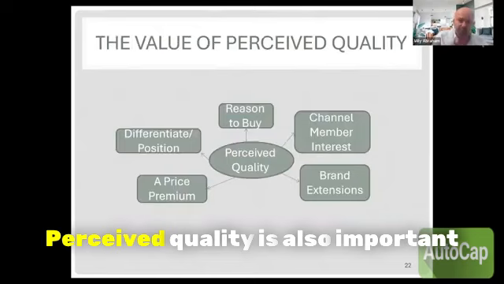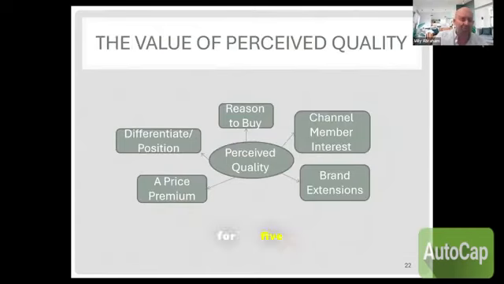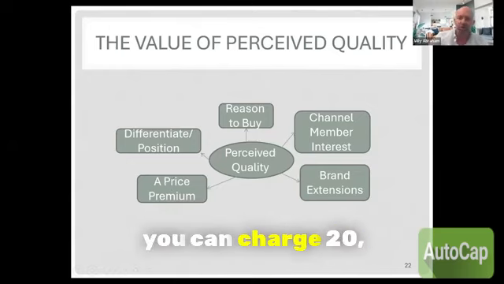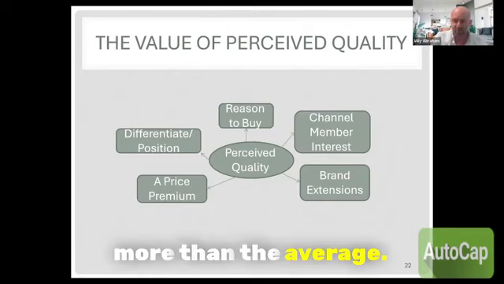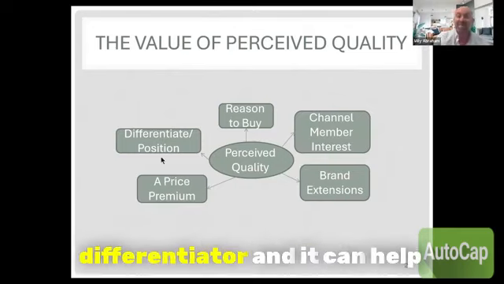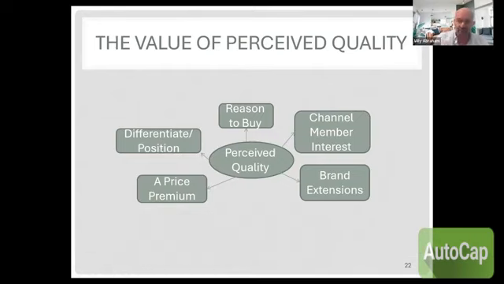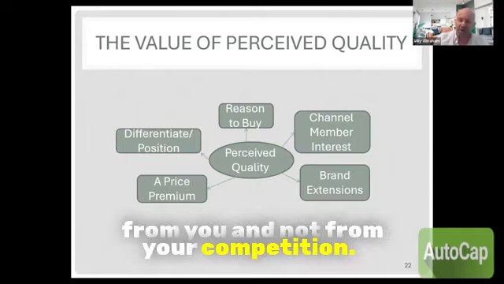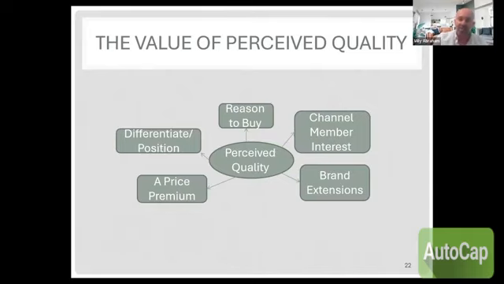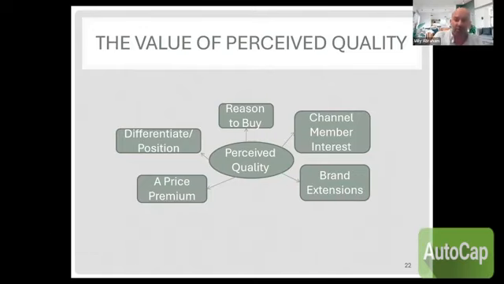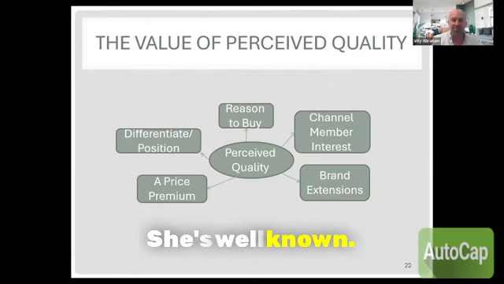Okay? Perceived quality is also important for 5 reasons. First of all, you can charge a price premium. If you're perceived to be high quality, you can charge 20, 30, 40, 100% more than the average. It's a differentiator, and it can help you with the unique selling proposition. It's a reason to buy from you and not from your competition. It can engender a lot of interest from different people who would want to partner with you. Oh, Carol, she's such a good consultant. She's well known.